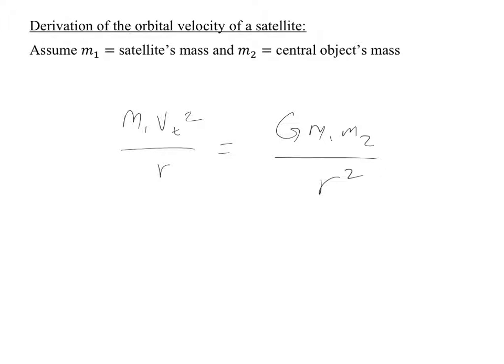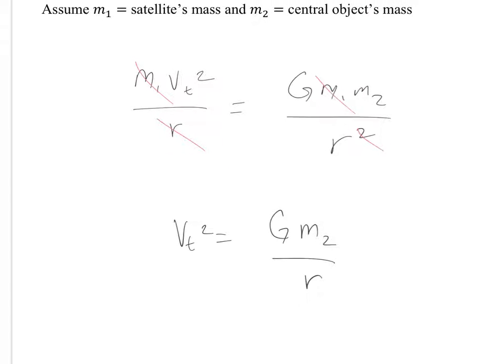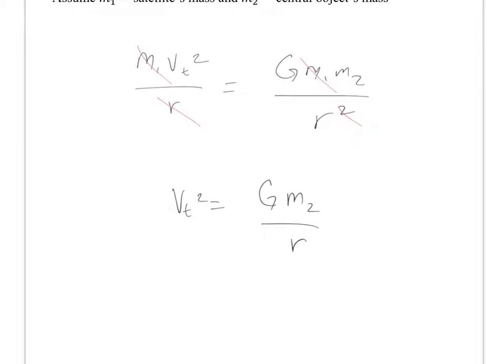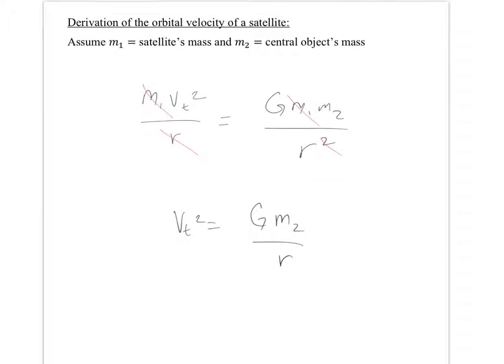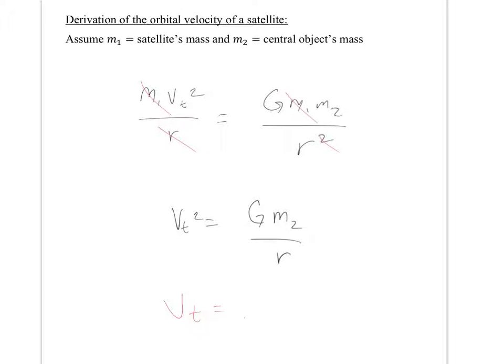And now all we have to do is cancel m1 and m1, cancel this r with this r squared, which leaves us with vt squared equals G m2 over r. And then to get the velocity, just simply square root both sides. So if you want to actually get a satellite up in orbit, you need to be moving at a velocity that is equal to the square root of G, which is a constant.